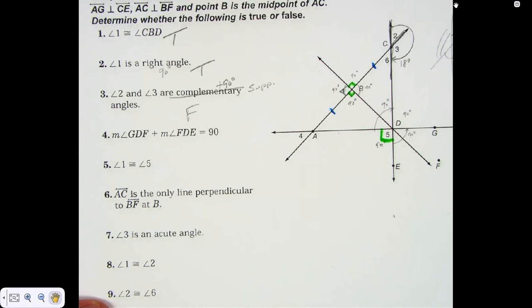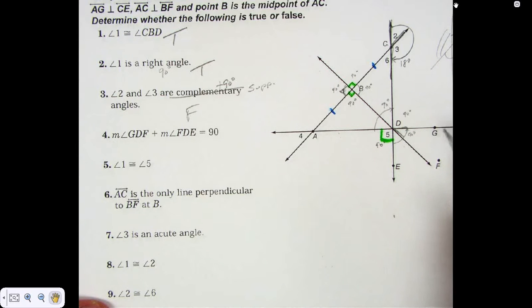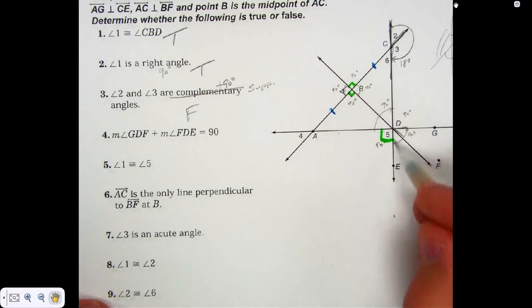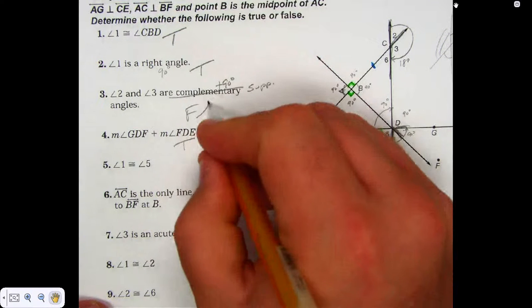Okay, on to number 4. The measure of angle GDF plus the measure of angle FDE should equal 90. First, where's GDF? G to D to F. So we're talking about this angle right here, right? And FDE, this angle right here. Should they add to 90? They're the two smaller parts that make up this whole angle that we have already stated is what? So what's the answer here? True.